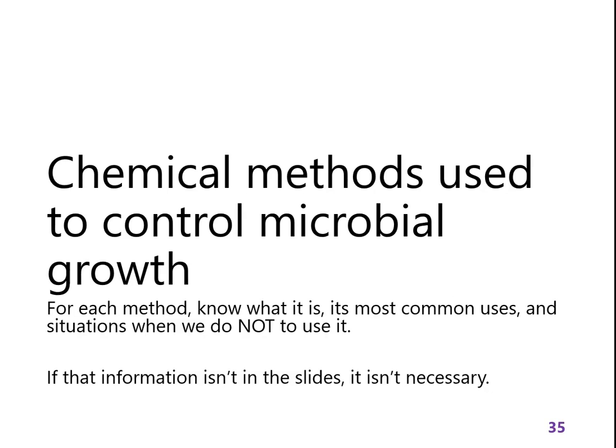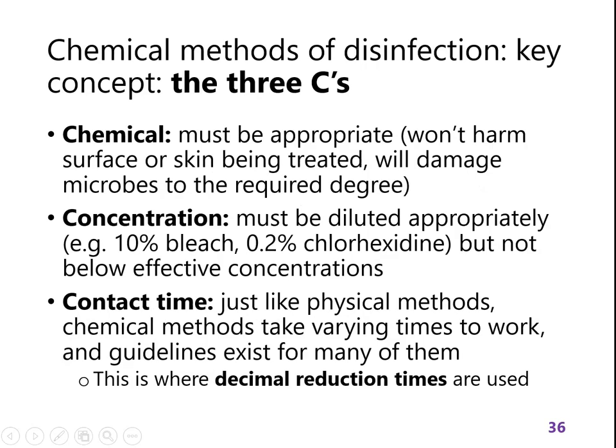So we start with the main concept in chemical disinfection. This is something we can apply to lots of different situations. We will apply this to antibiotics later too, but it makes the most sense when we look at chemicals for disinfection. This is the three C's, and that's just a mnemonic device. So first, the chemical. We think about what chemical is appropriate for the material we are trying to disinfect and appropriate for the microorganism we are trying to get rid of. So we have to think about both of those. You wouldn't want to use bleach, for example, on something that would be destroyed by bleach. And there are things like clothing with dyes. You can't use bleach.